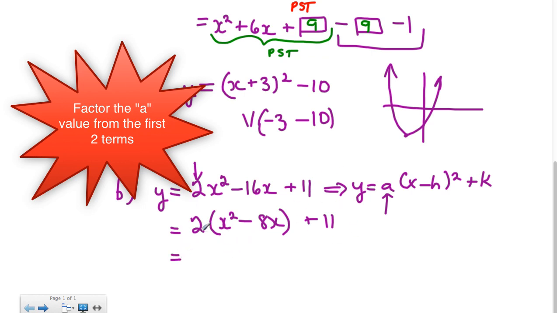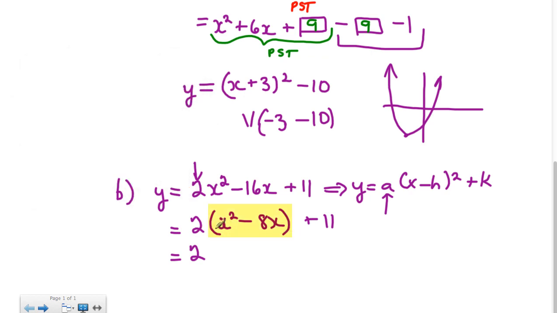So now that I've factored out the a value, it just stays in front. The plus 11 just stays at the end until we need it. Those are kind of our bookends. What we want to focus on is inside the brackets here. This is where we're going to add a value and take a value away. So I'm going to have x squared minus 8x plus some value, minus some value, and then plus 11 at the end.